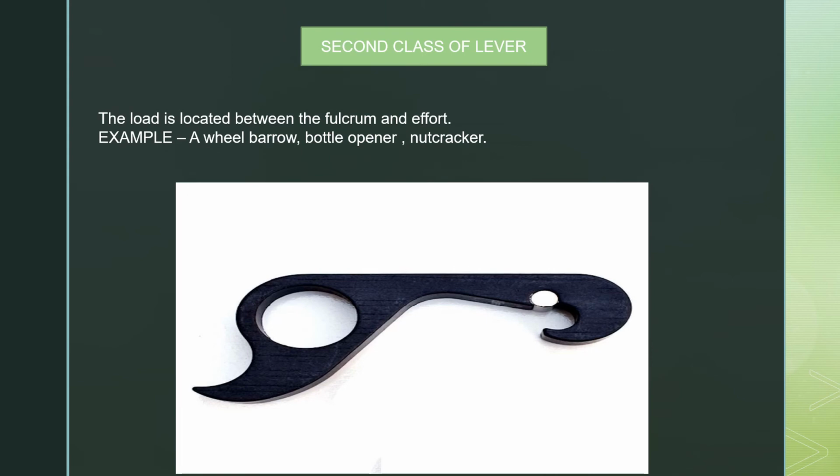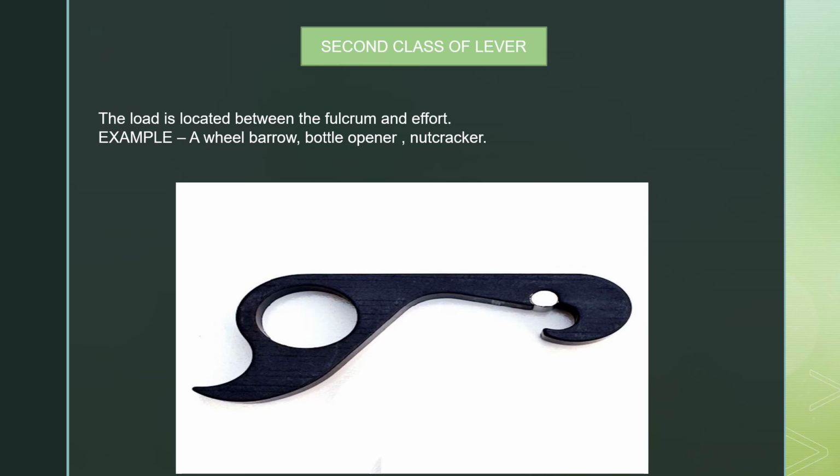Second class of lever. The lever has the load in the middle between the effort and the fulcrum. In the second class lever, the fulcrum is usually closer to the load, which reduces the force needed to accomplish the work. The load is located between the fulcrum and effort. Example, a wheelbarrow.